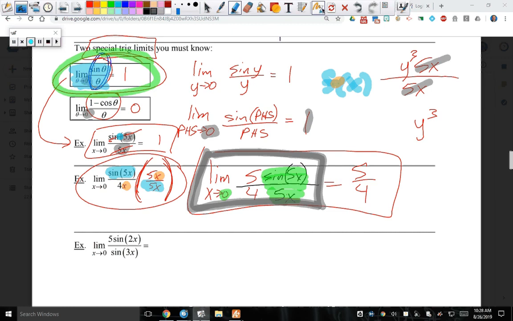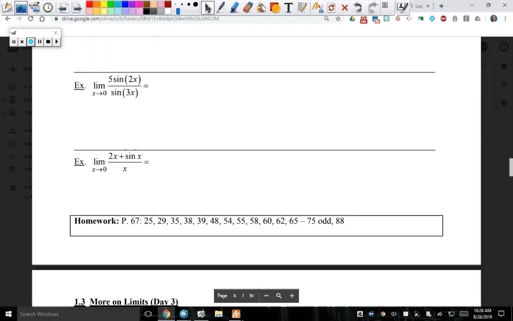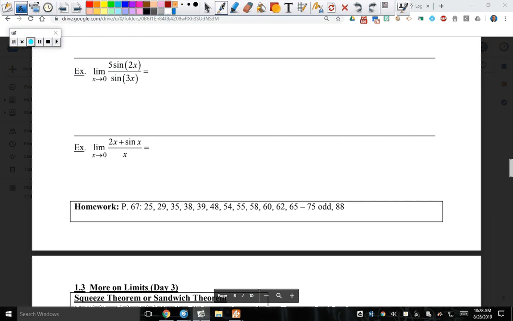Alright, so let's move on to the next example. I have 5 times sine of 2x over sine of 3x. If I plugged in 0, which should always be my first go-to, anyone, what would I have if I plugged in 0 right now?